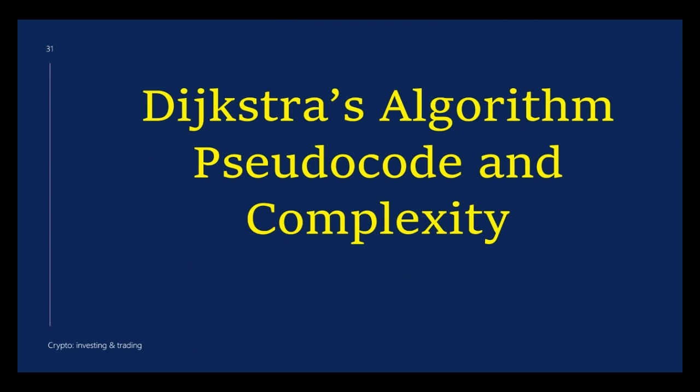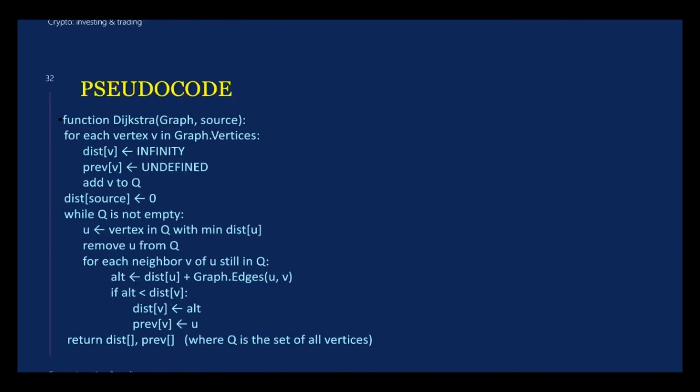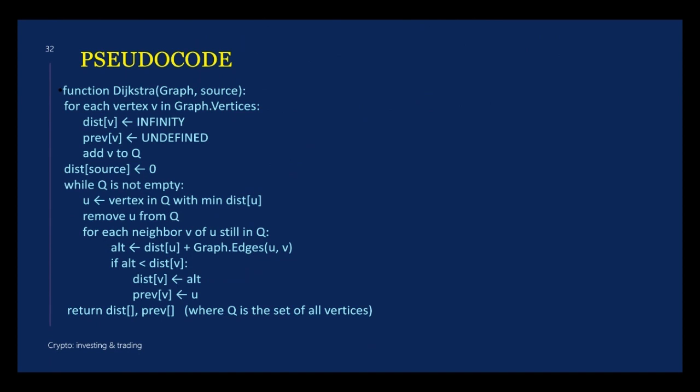Algorithm, pseudocode, and complexity. First up, we have the pseudocode. First of all, we have a certain number of vertices. We need to add all of them into a set called Q. We initialize all the distances of these vertices to infinity and the previous of these vertices to undefined. And we add all these vertices to the set Q.